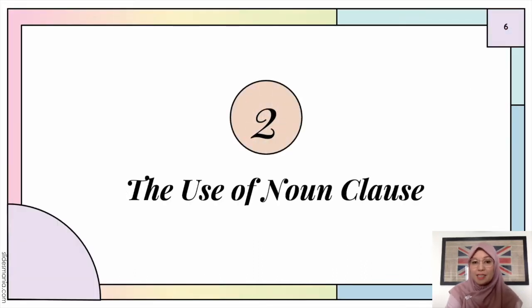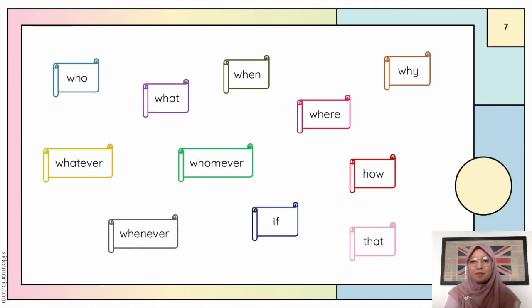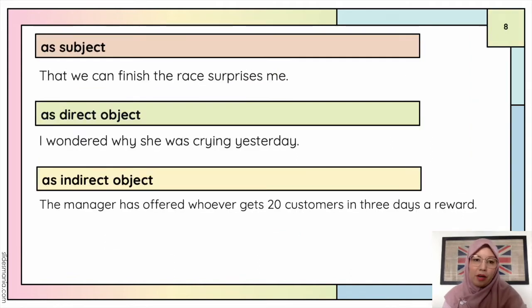Let's try to apply it in sentences. Noun clauses often include one of the WH words such as who, what, when, where, and why, and the related words whatever, whenever, and whomever. Other question words such as if, how, and that are also common in noun clauses. Here are some examples of noun clause and its function.